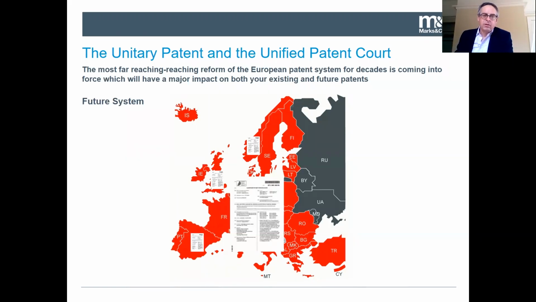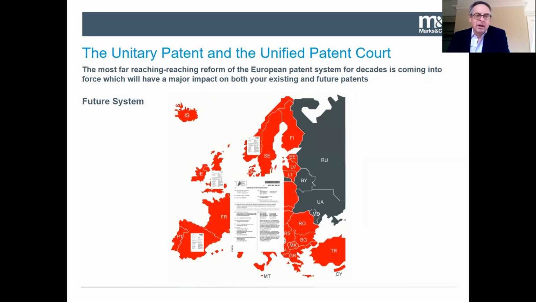If we look at the new system, much of that stays the same in that on grant, the applicant still chooses where to validate the European patent. And for countries that are not participating in the UPC system, but are parties to the European Patent Convention, such as, for example, the UK and Norway and Spain, patents will be validated on a national basis exactly the same as they are now. However, for countries that are participating in the UPC system, the applicant will have a choice.